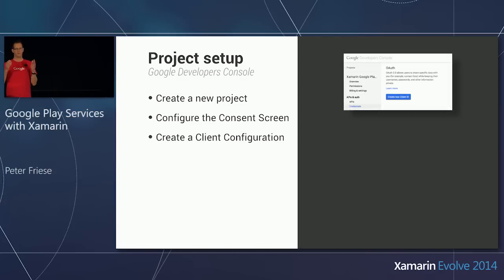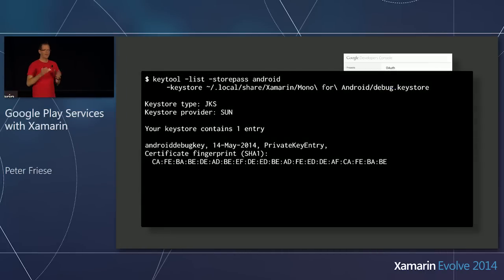All right. Finally, you need to create a client configuration. And this is another stepping stone where you can make mistakes. If you are like me, you have the Android SDK installed on your machine, and then you might have Xamarin installed on your machine. So you have two different Android SDKs on your machine. The one that's installed by Xamarin is in this folder, in my home directory, under local share Xamarin Mono for Android. And the default Android SDK is installed somewhere else.